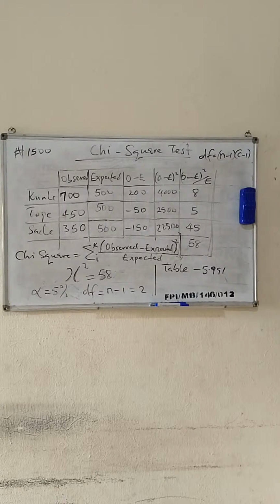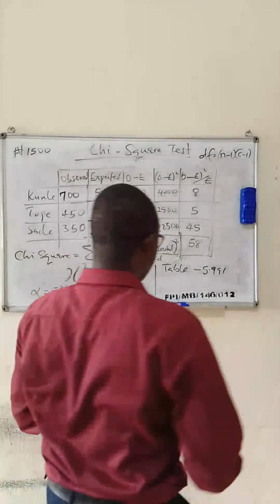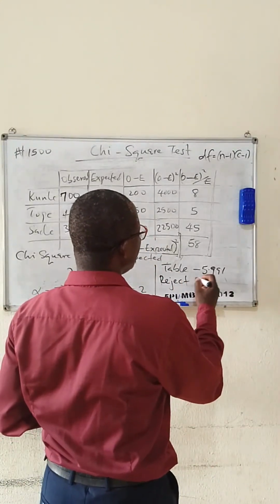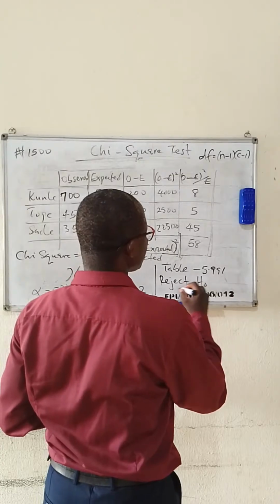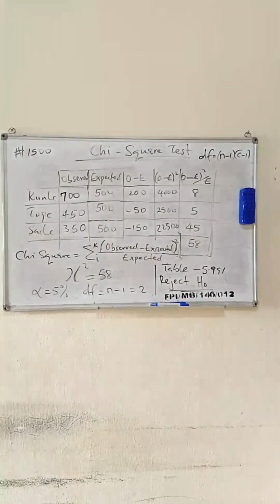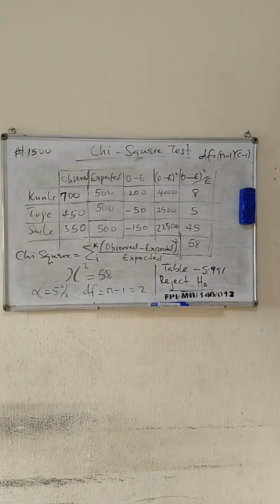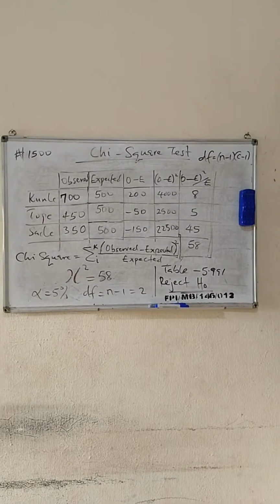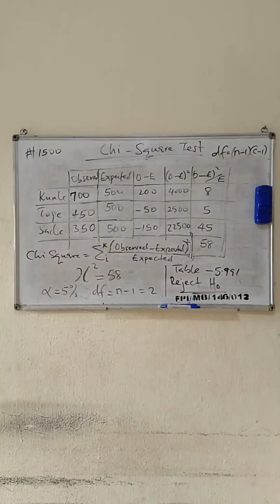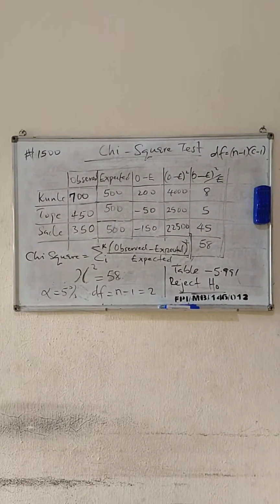Now, before we go, let's make a conclusion here. Our calculated value is higher than the table value. So we reject H naught and accept the alternative. That is it. The alternative shows that there is a significant difference in the way this money was shared, that it was not shared equally enough. That's the meaning.